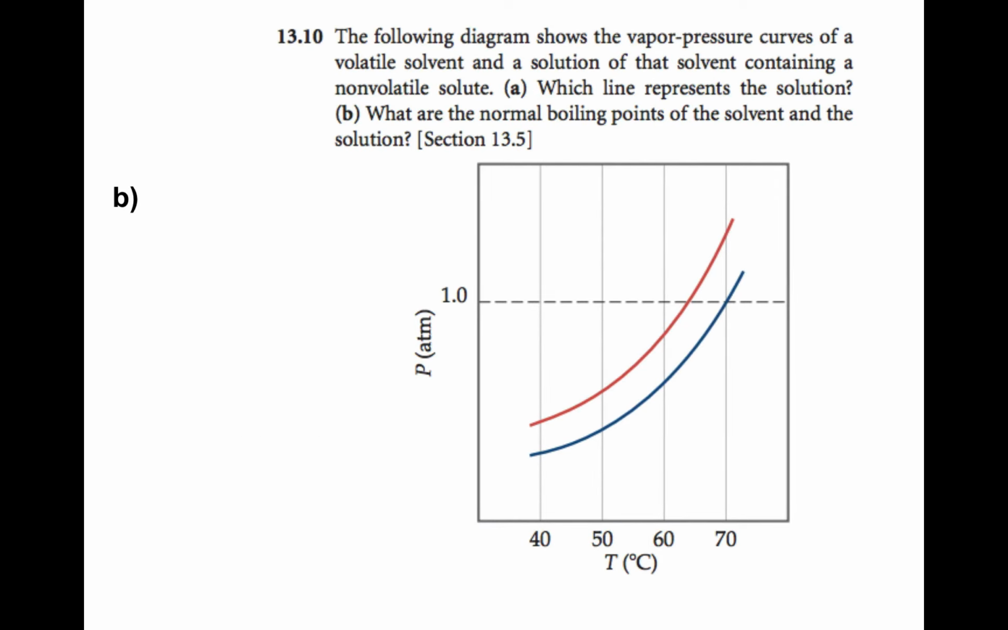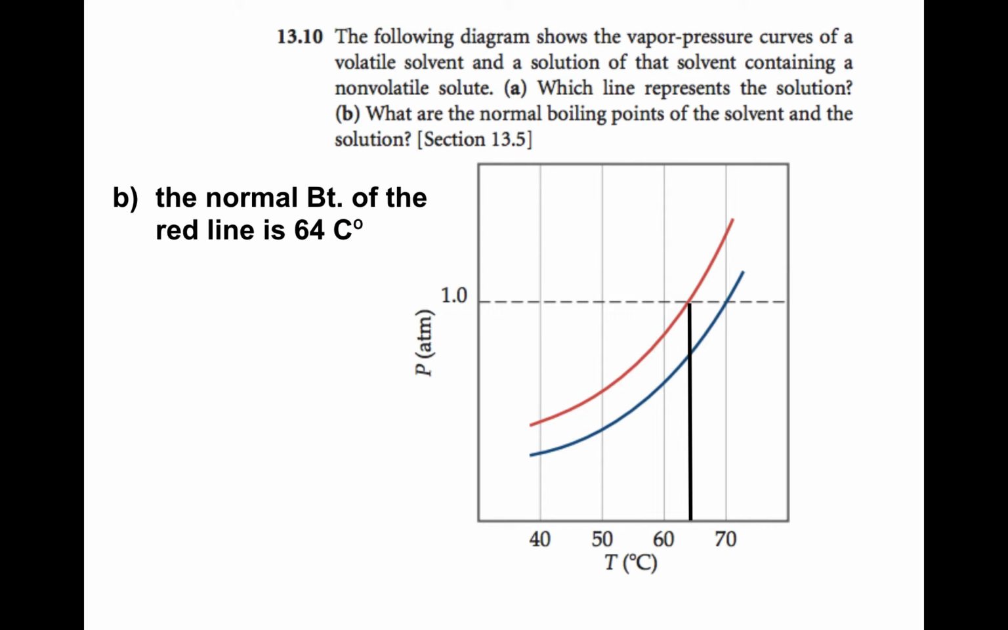All right, B. What are the normal boiling points of the solvent in the solution? All right, so normal is 1 atmosphere. So if we follow the line across, at 1 atmosphere, we hit the red line at about, I don't know, 65, 64 degrees Celsius. So if you're talking about boiling point, the point at which the substance goes into the gas phase at a particular pressure, that's any point along that red line. So at 1 atmosphere, the normal boiling point for this substance would be about 64 degrees Celsius.